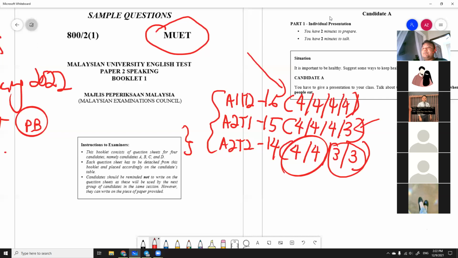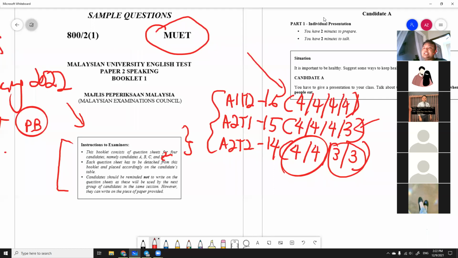Okay, because why we are very particular about the numbering. This is because when you are given the question later on, the maximum candidates for each session will be up until candidate D only. That means there are only 4 candidates per session. We cannot have more than 4. That's why we are going to have the grouping like this.